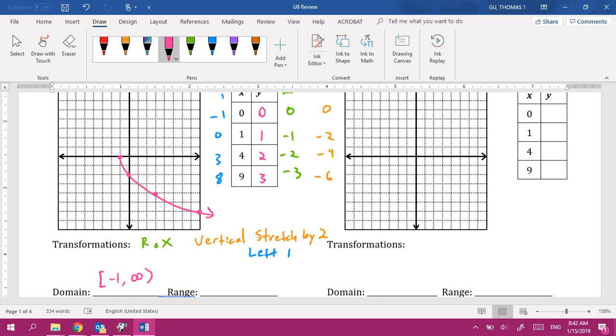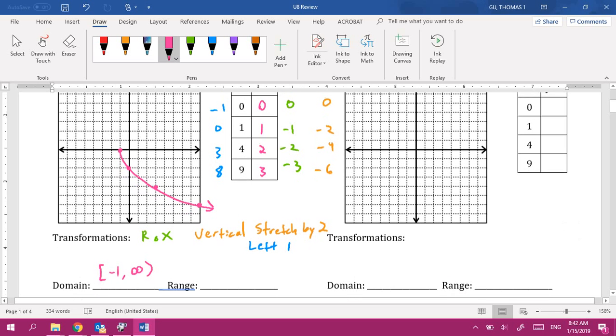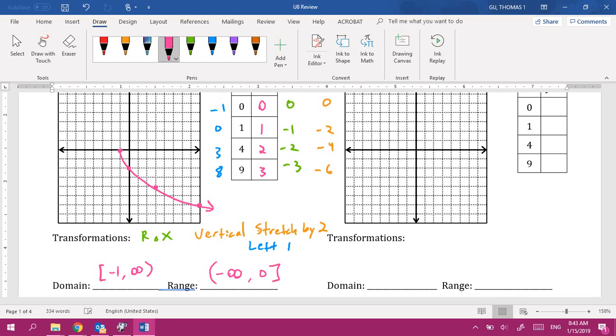What about the range then? Remember, range is from bottom to top. So how far down does this graph go to how far up does the graph go? -infinity. And what sign should I have around there? Parentheses. To 0 bracket, right. Because the lowest is going down forever, so -infinity, and the highest point is 0. And put a bracket there because you're actually touching 0 right here.